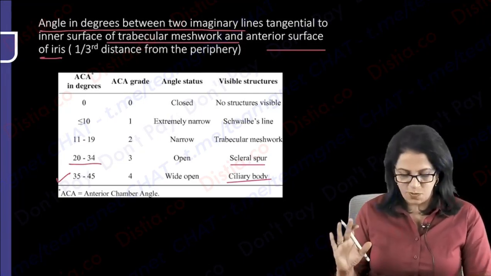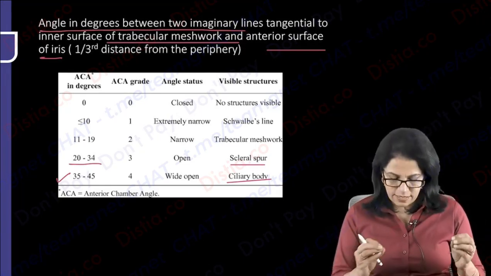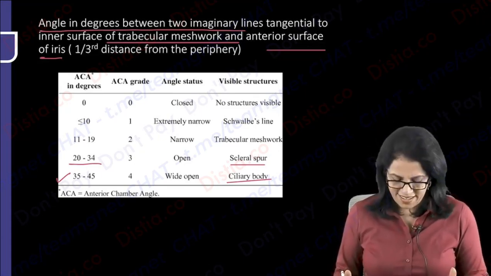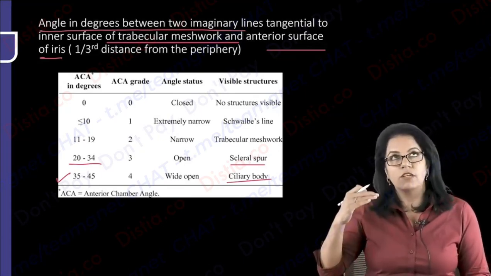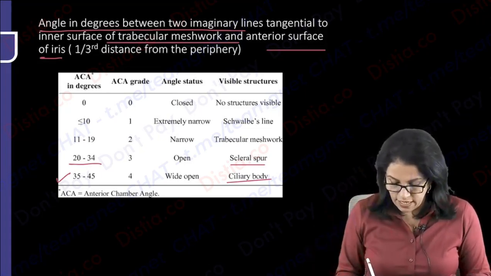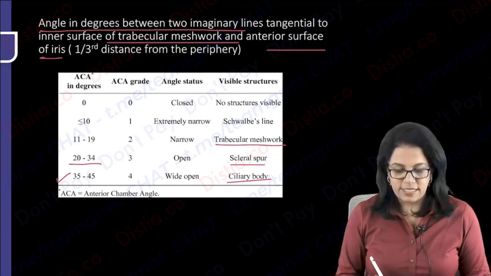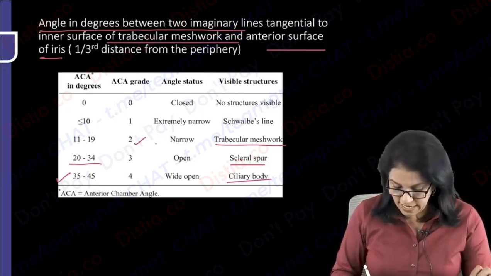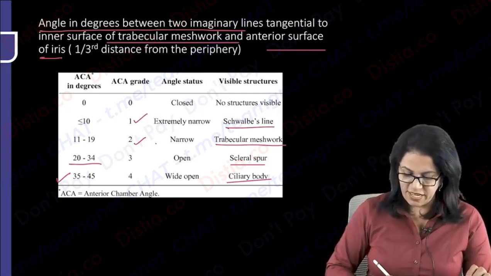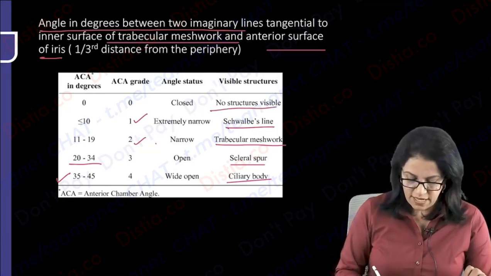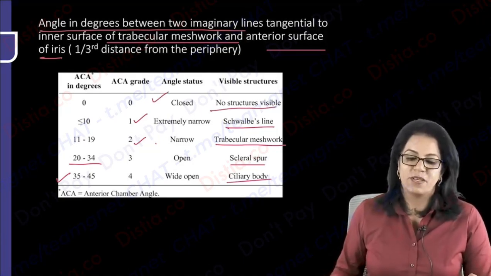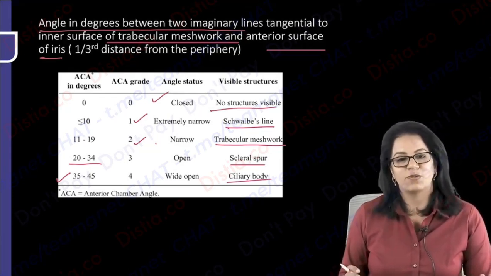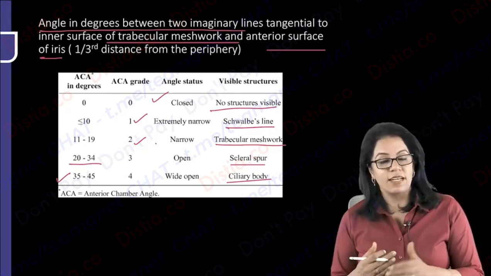Scleral spur, still open, you can say 20 to 34, whatever helps you to learn. Then if I can see only till the trabecular meshwork, it is now a narrow angle. It becomes grade 2. If I am only seeing Schwalbe's line, it is extremely narrow, this is grade 1. No structures visible, the angle is closed. So this is how we grade the angle on gonioscopy. This was one way of assessing the angle. What was the other way?